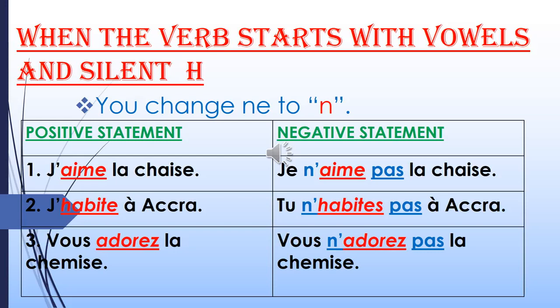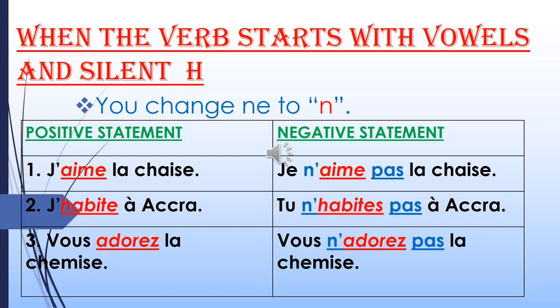Let's check something here. Je plus n'aime plus pas, then la chaise. Now aime is the conjugated verb. The verb itself is aimer. So the conjugated verb is aime, and it starts with a vowel, A-I-M-E. So instead of writing je ne aime pas la chaise, we write je n'aime pas because the verb starts with a vowel. In French, two vowels don't mix. That's why we do it like that. So je n'aime pas la chaise. Write N apostrophe instead of NE.